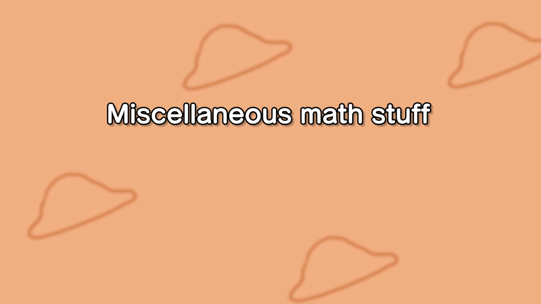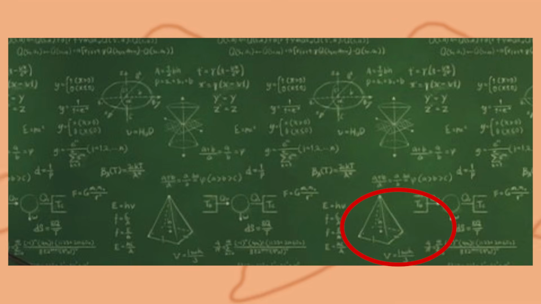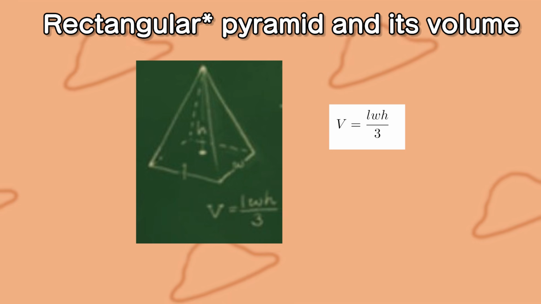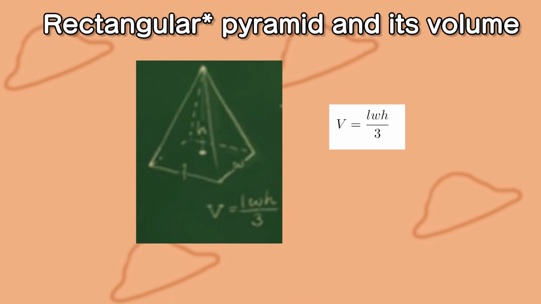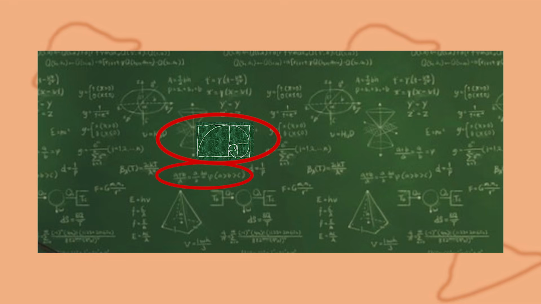Our last category is miscellaneous math stuff. This picture is of a square pyramid and the formula next to it is computing its volume. Then we have two equations in different spots on the wallpaper defining the golden ratio. I would have expected one of these to contain the Fibonacci spiral at least, but whatever.